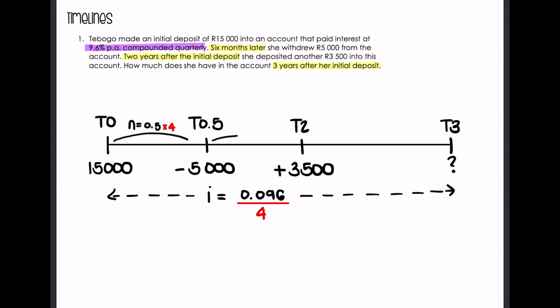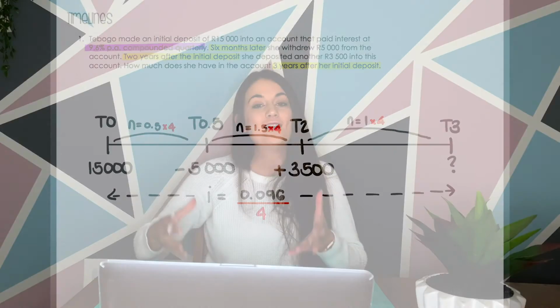The next one, how many N's are there between 0.5 and 2? Well, that's 1.5. But I was divided by 4, so N needs to be multiplied with 4. And then over here, how many N's are between 2 and 3? There's 1 N between 2 and 3, but I was divided by 4, which means that N must be multiplied by 4. And now what I've done is I've created everything that needs to go into each and every sum so that we can just carry from one answer to the next answer to the next answer.